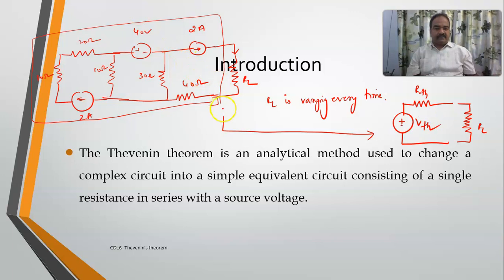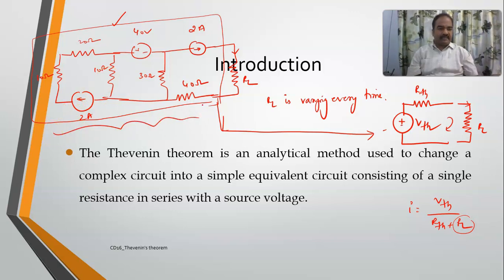if this entire network is represented in this format, then it will be easier for us, because if you want to determine the current in this case, I can directly write it. So every time RL varies, I can determine the current in this network rather than doing this entire problem all the time again and again. So Thevenin's theorem states that this entire network, which consists of so many elements, can be represented by a single voltage source in series with a resistance.